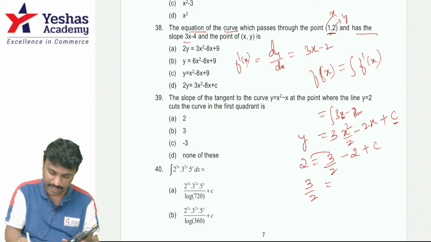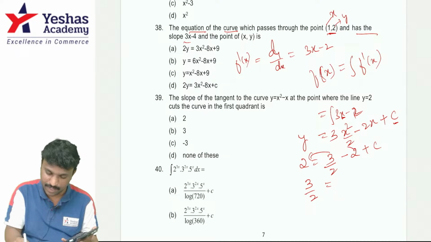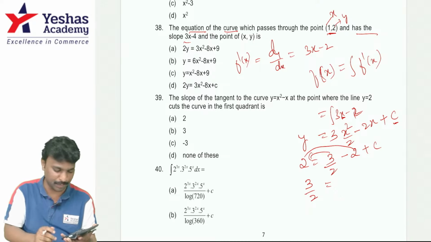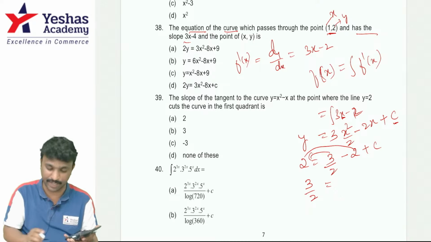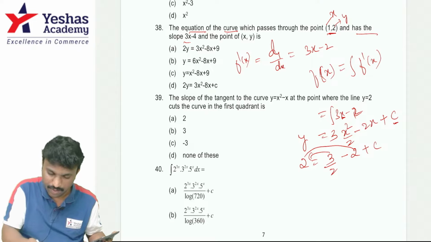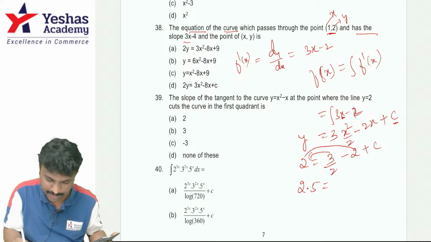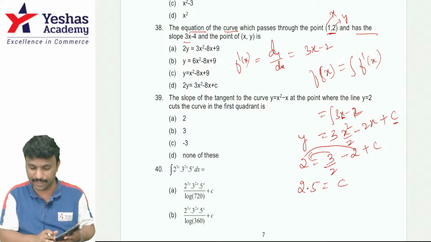2m plus 3 by 2. 3 divided by 2, it becomes negative, so m minus. 2 minus 2 becomes plus on this side, m plus, then MRC. So that gives us what? That gives us 2.5, correct? It's 2.5. C is equal to 2.5.